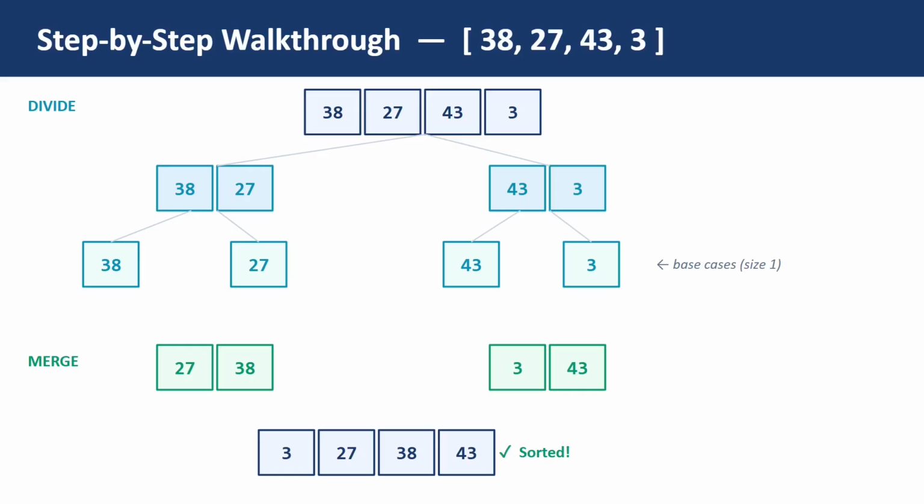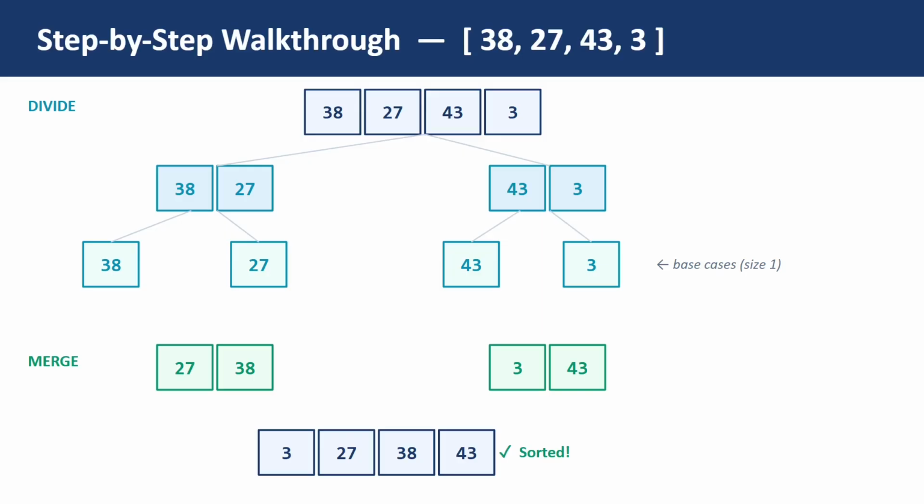Say our input is an array with elements 38, 27, 43, 3. First we split it into two separate arrays, 38, 27 and 43, 3. Then we split again into each element: 38, 27, 43, 3. Each of these is a single element, so they are already sorted. Now we merge 38 and 27, so it becomes 27 and 38 because 27 is smaller. 43 and 3 become 3 and 43.